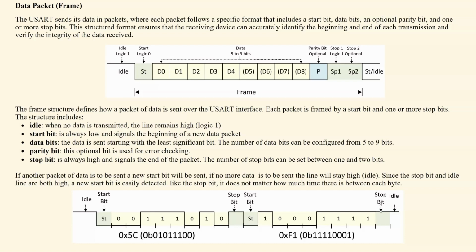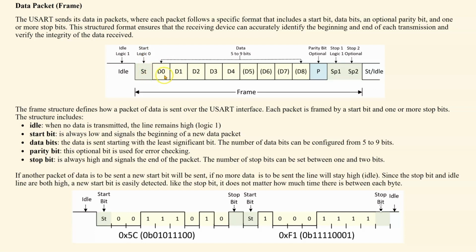The USART sends its data in a packet, which is shown here. It is in a specific format. We have an idle to start with that is always logic 1. We start with a start bit, which is always logic 0.